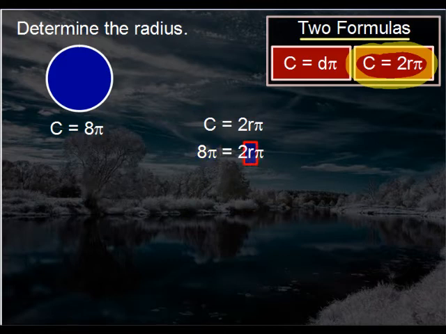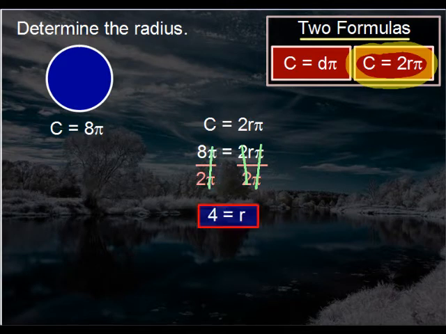Now we are solving for the radius r, so we want to isolate that variable. Since you have a 2 and a pi being multiplied to it, we're going to divide them both out. This allows us to reduce the right-hand side. So the 2's go away and the pi's go away. On the left-hand side, both pi's are gone, and you're left with 8 divided by 2. So 4 is our answer.